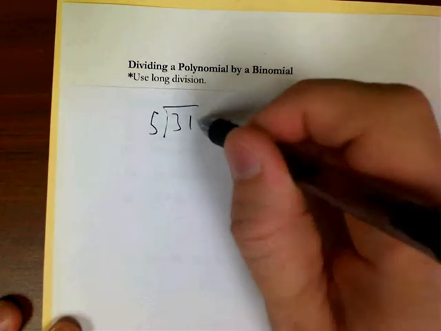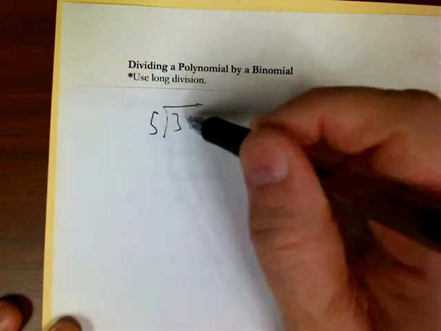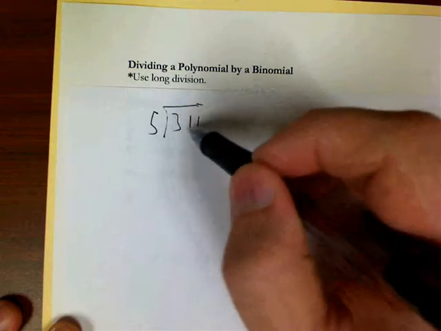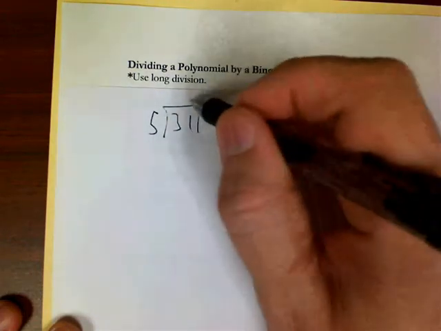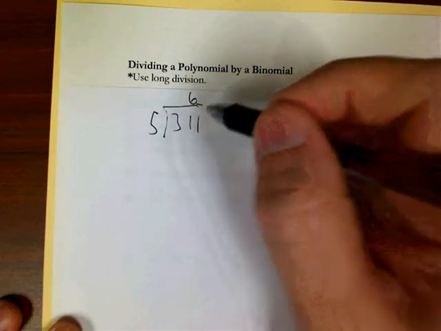So we can't divide 5 into 3. If you want to, you can put a 0 there. But notice we're doing the first digits of each number. 5 into 3 won't go. 5 into 31 will. It goes 6 times, so we'll put that 6 right above the 1. That's the last number that we used.